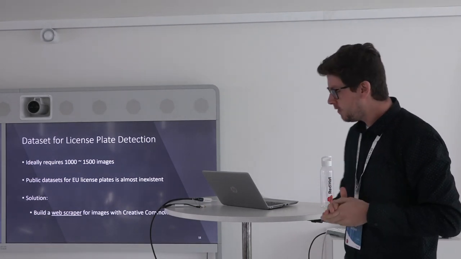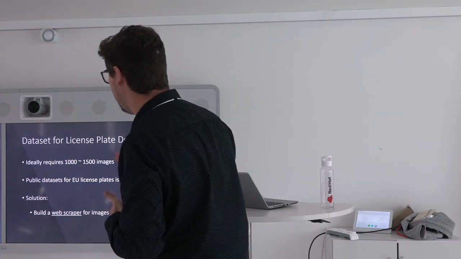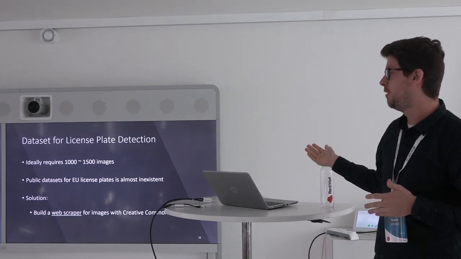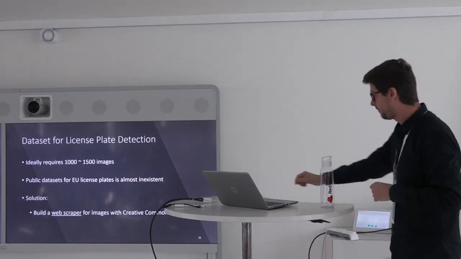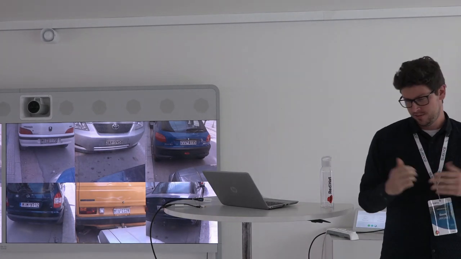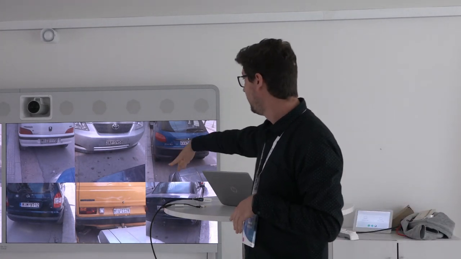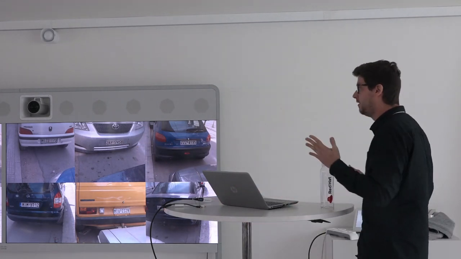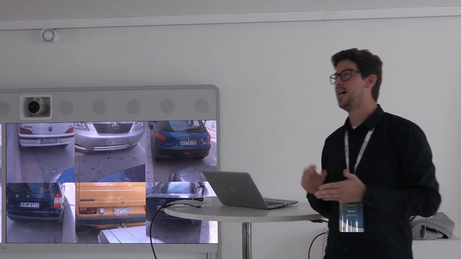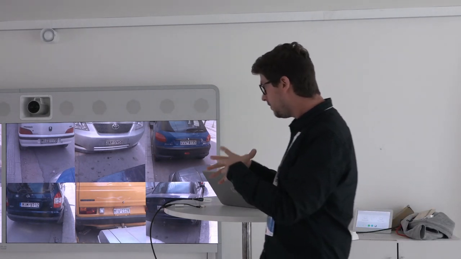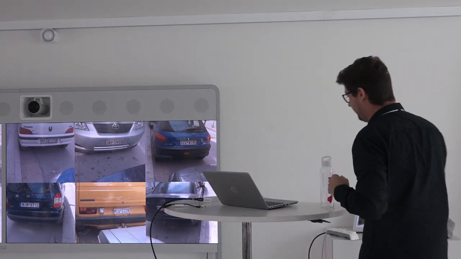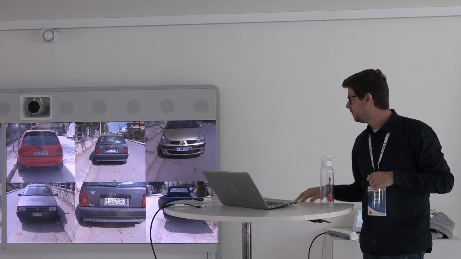So what we did was we built a web scraper to search images in Google that have a Creative Commons license, so they are free to use. So we gathered a lot of images, and as you can see, some of them are not European. But the amazing part of machine learning is that it has the ability to abstract. So for the algorithm, I don't care if that's from Poland or Russia or Germany. It's a license plate.